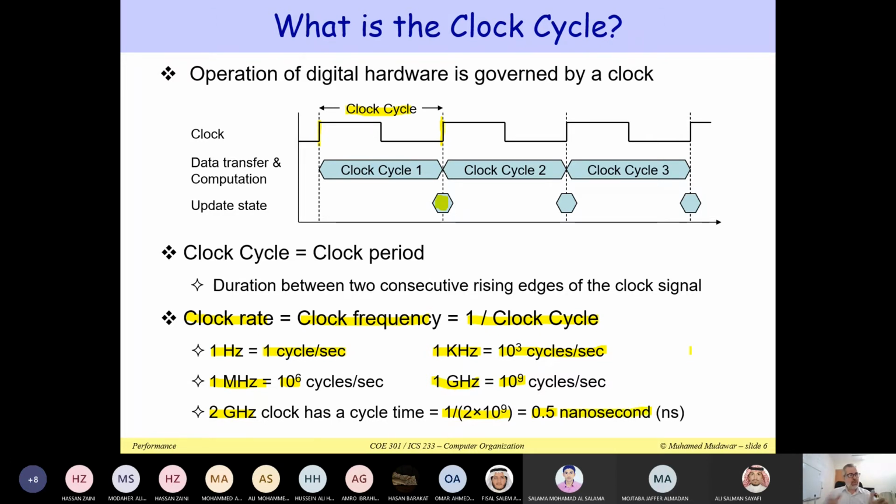So therefore, if you have 2 gigahertz, then the clock cycle is even less than a nanosecond. It's half a nanosecond, or 0.5 nanoseconds. So this is the clock cycle when the clock frequency is 2 gigahertz. So the higher the clock frequency, the shorter the clock cycle. Okay, clear? Very clear? Yes, clear.